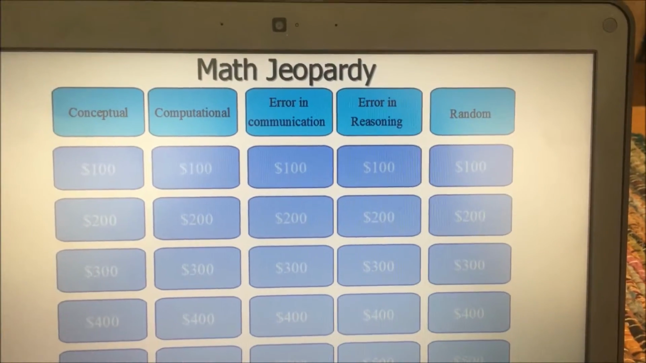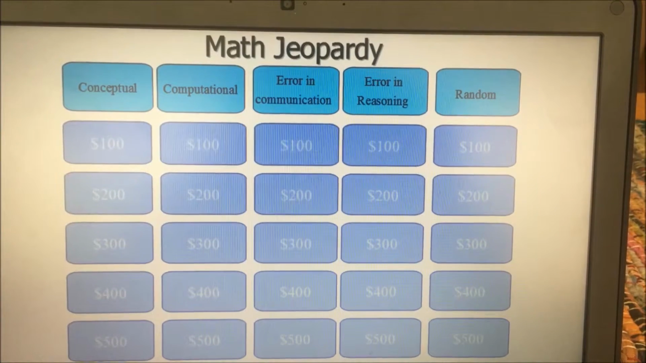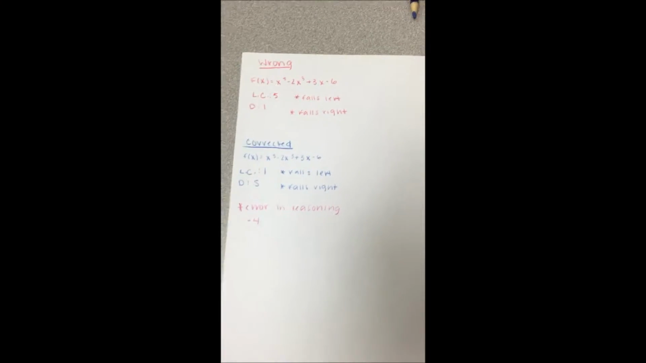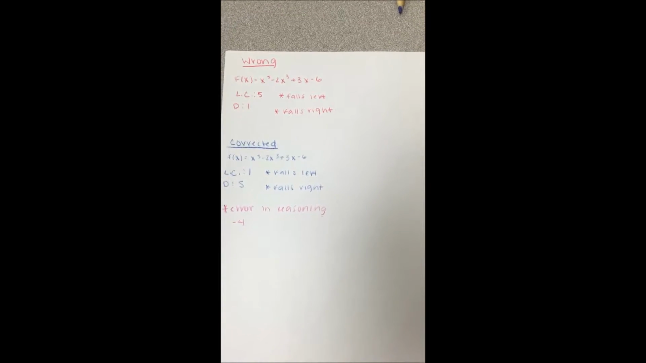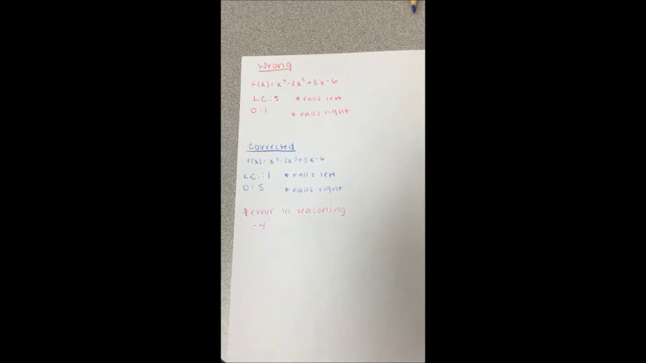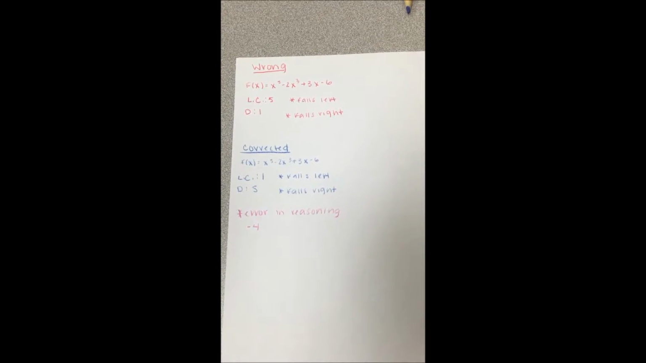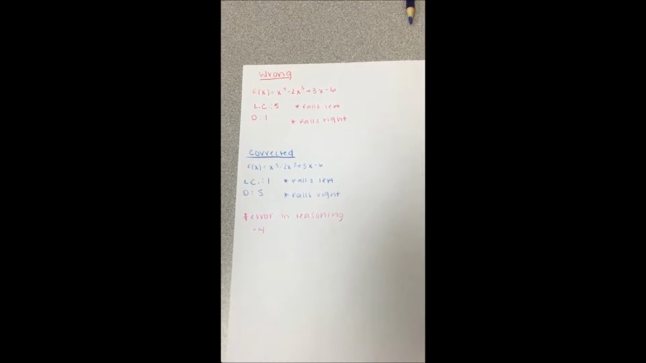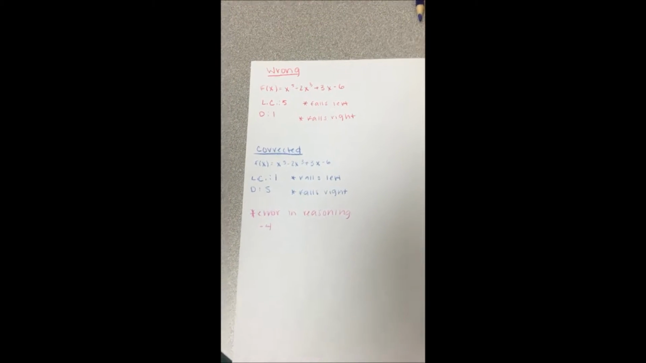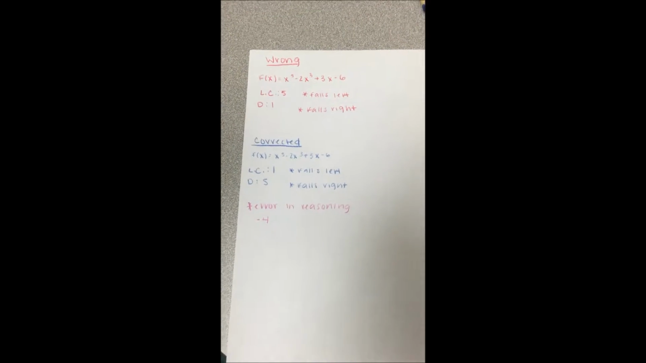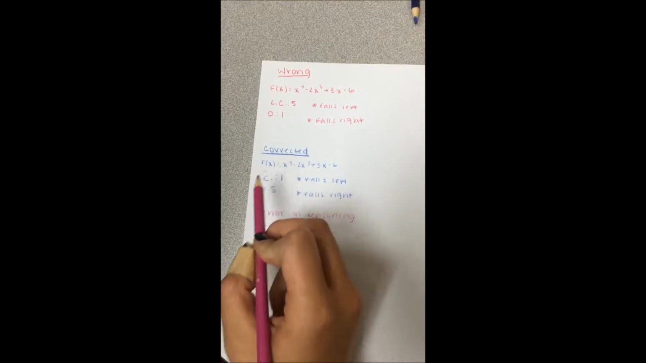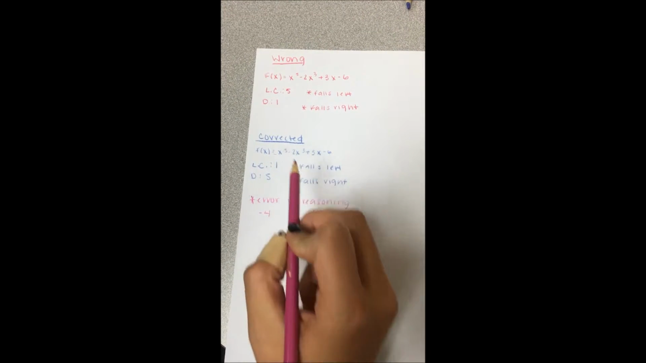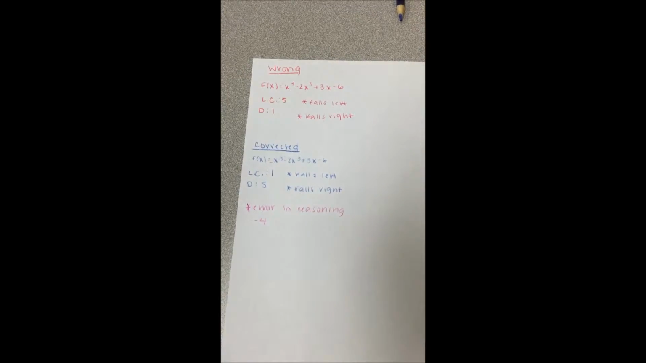I'm going to go with error in reasoning for 400, please. Error in reasoning, minus 4. f of x equals x to the 5th minus 2x cubed plus 3x minus 6. They thought the leading coefficient was 5 and the degree was 1, and they thought it falls left and falls right. Well, let's see what they did wrong. They should have said the leading coefficient was 1 because there's nothing in front of the x, and then the degree was 5. And it still falls left and falls right.